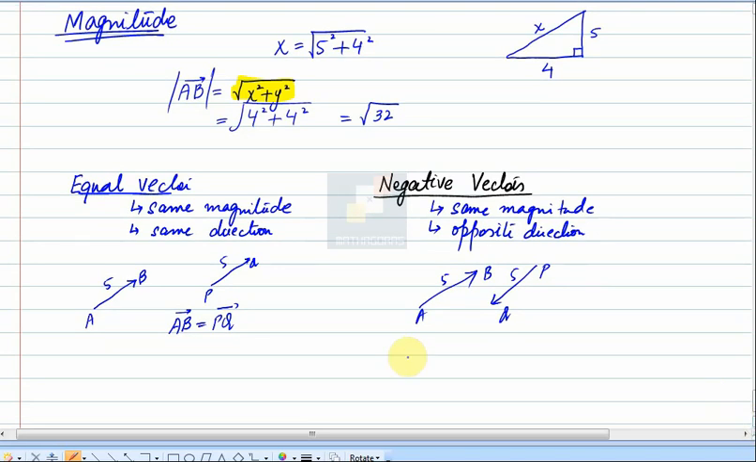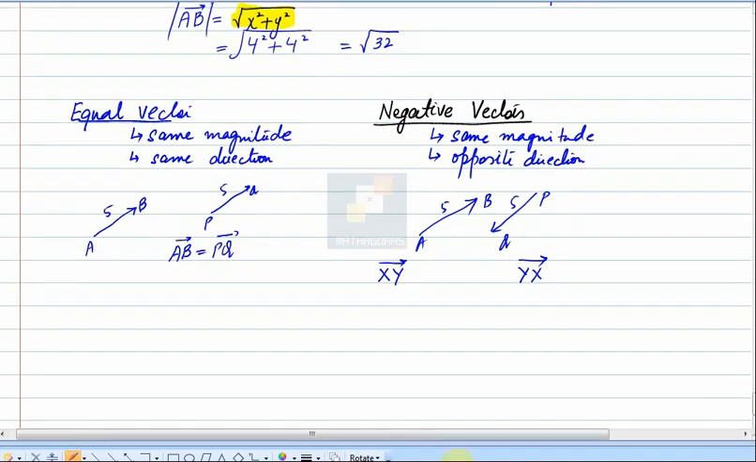Simply, if I say that there is a vector XY, what is the opposite of XY? It's very simple, it's YX, right? We are not talking about magnitude because XY or YX have the same magnitude, right? So it totally depends on the direction. If the direction and magnitude are same, then we have equal vectors, and if the direction is opposite but the magnitude is same, then we have negative vectors. Alright, I hope all of you have noted down all the things.